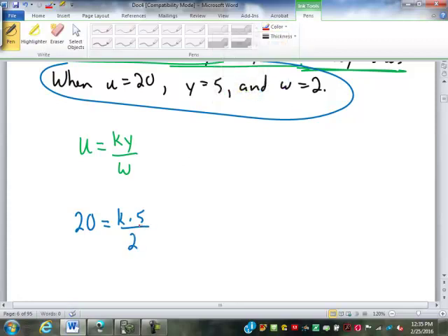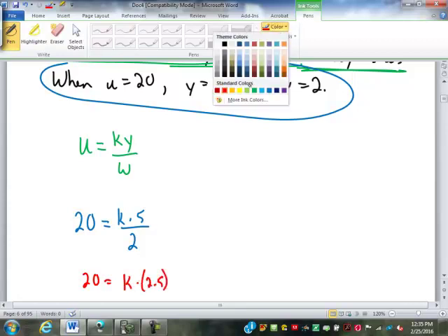So now here we have two choices. We can either divide the 5 by 2 and get 2.5, or we can just multiply by 2 and divide by 5. Either way works fine. I'm going to divide by 2, so this is k times 2.5. I'm just putting in parentheses so you know that's 2.5, not 2 times 5.